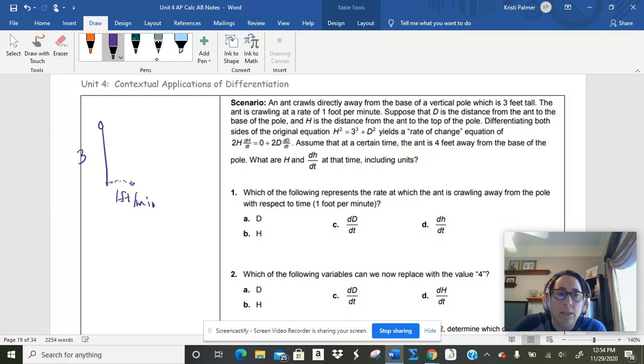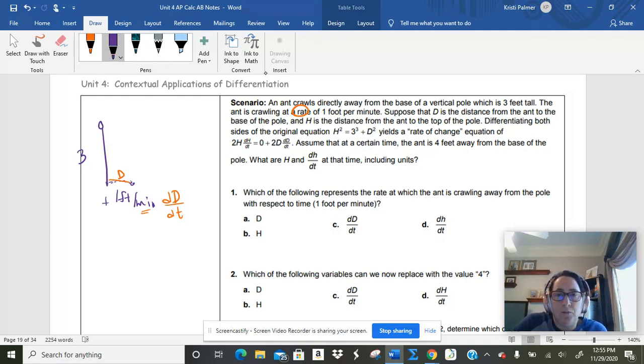The ant is crawling at a rate of 1 foot per minute. And he is increasing his distance, so that's a positive. Suppose that d is the distance from the ant to the base of the pole. That's this right here, and they called that d. So if this is the d, this was a rate. So this would be my d with respect to time. See the time? Okay, let's keep going.